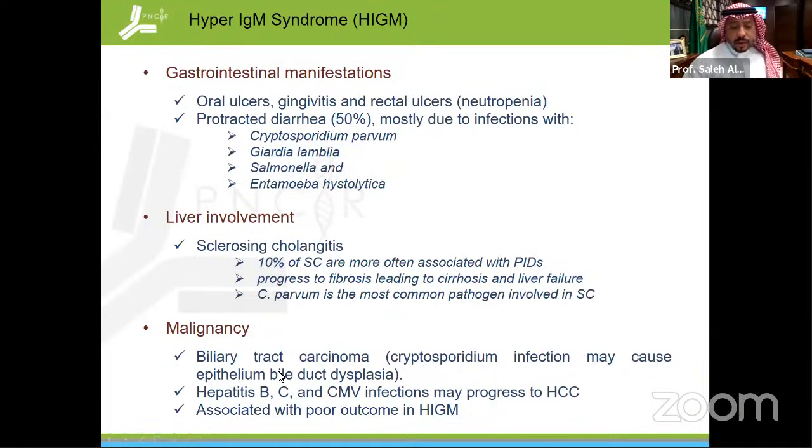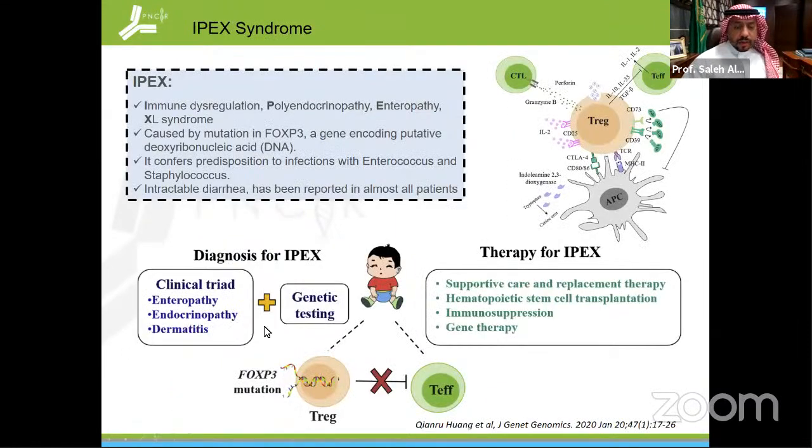Finally, malignancy with long-lasting sclerosing cholangitis. Patients might have biliary tract carcinoma, which has been linked to Cryptosporidium infection, but other malignancy can be caused by hepatitis B, C, and CMV infection, which also can progress to hepatocellular carcinoma. They have more tendency than the normal population. Presence of malignancy in those types of patients carries, as we know, a poor and guarded prognosis.